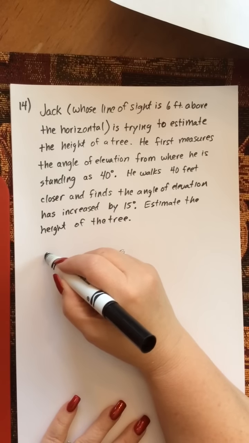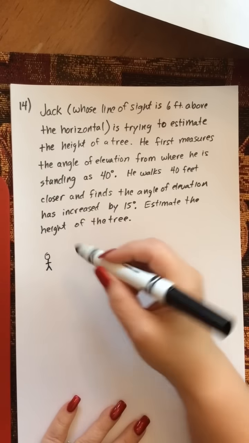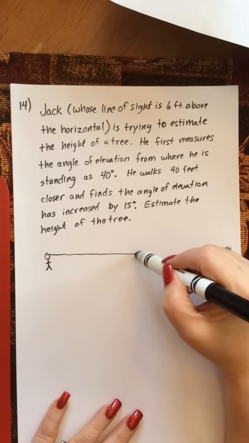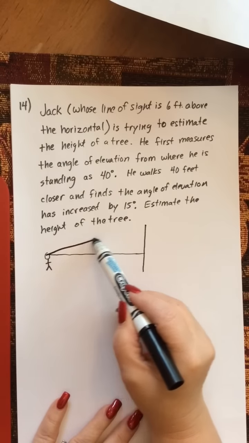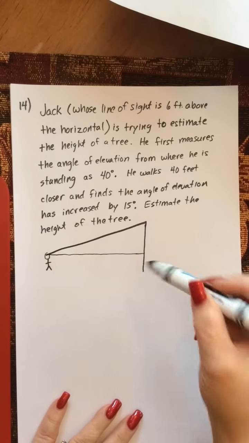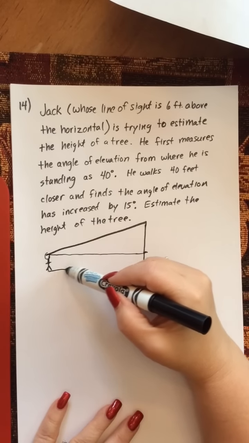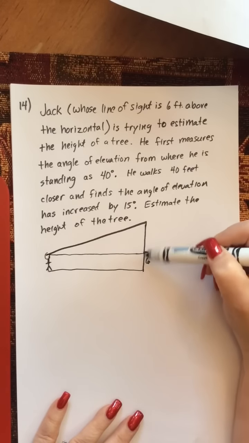So here is Jack standing, and he must be 6 feet tall. Okay? So here's his line of sight like this. And then here is a tree. So I know this little portion here is 6 feet, because they told us that his line of sight is 6 feet. He must be a little bit taller than 6 feet, because your eyes are not at the very top of your head, but pretty close. So he might be like 6'2" or something. Anyway, we know that this is 6 feet right here, okay?